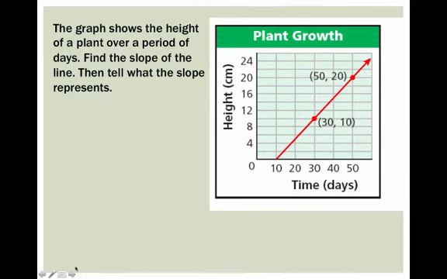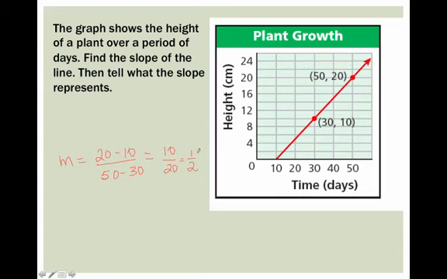Okay, this graph shows the height of a plant over a period of days. Find the slope of the line, then tell what the slope represents. More importantly, I'm sure you know how to find the slope at this point. We could do rise over run. We can also take our 2 points and subtract them. So the more important thing to determine here is, what does that slope represent? What is my dependent over my independent variable? Well, my dependent variable tells me the height, and my independent variable is the time.